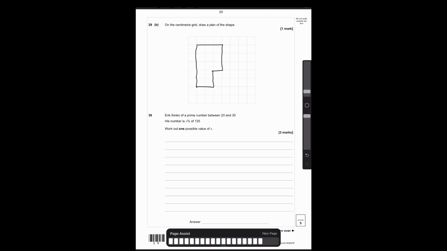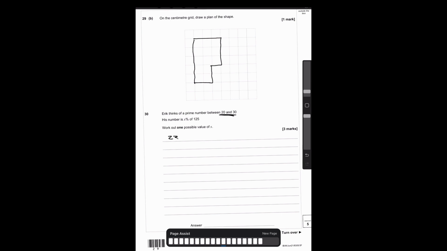Eric thinks of a prime number between 20 and 30. His number is x percent of 125. Work out one possible value of x. If we're looking between 20 and 30, we know a prime number can be 23. So the calculation we need to do is 23 divided by 125 and multiplied by 100. When we do that, we get 18.4.